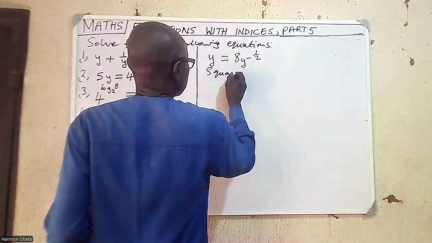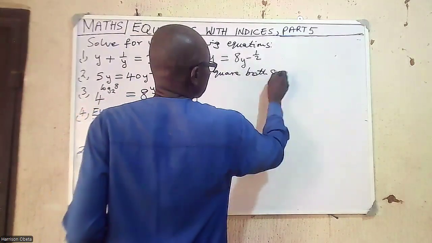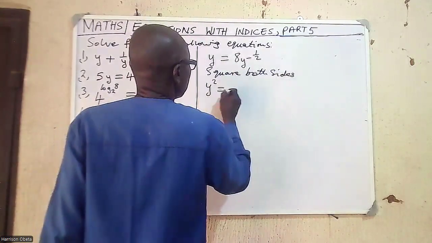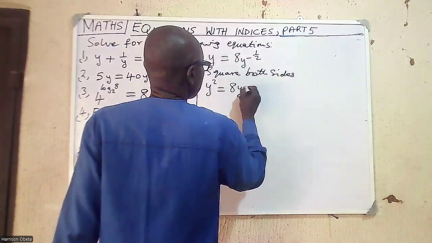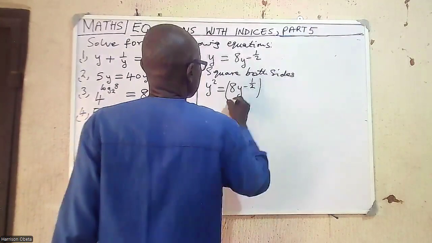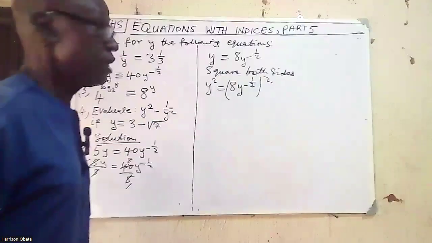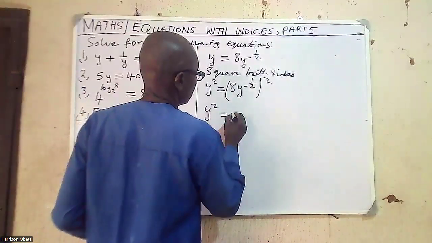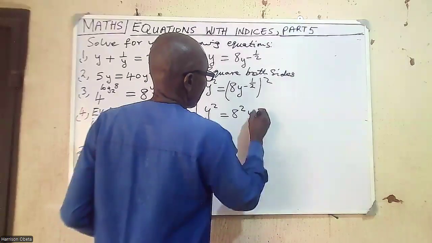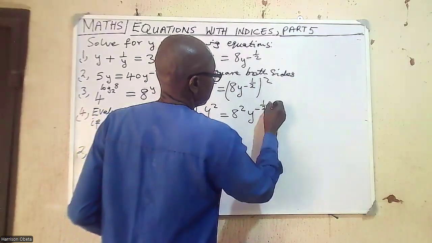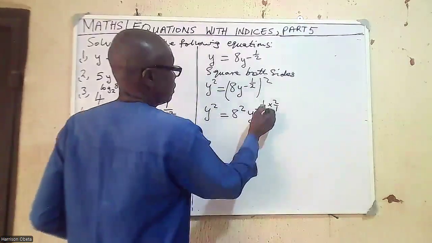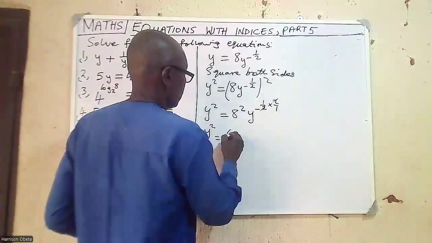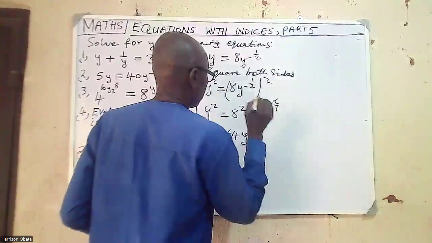Square both sides. So that means y squared is equal to 8y raised by minus r raised by 2. And then in continuation, we have y squared equal to 8 squared y raised by minus half times 2 over 1. This we divide, and then we have y squared is equal to 64y raised by minus 1.